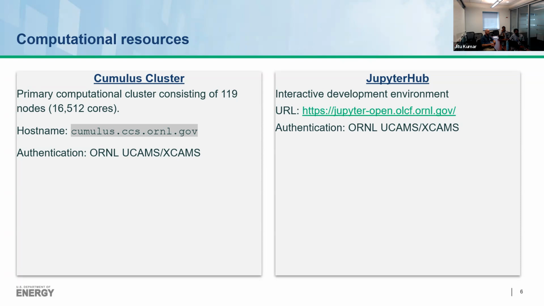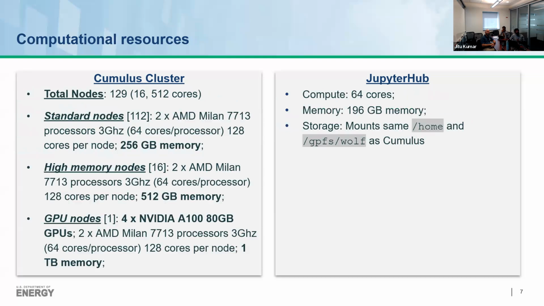To complement that, we also offer a JupyterHub capability, which is an interactive development environment. I'll provide a little bit more detail on that, but anytime you get access to ARM, you always have access to both of these resources at the same time. We'll talk a little bit more about how you can transition your workloads seamlessly between these two systems, which give you access to all the same storage resources, a similar software stack, and everything.